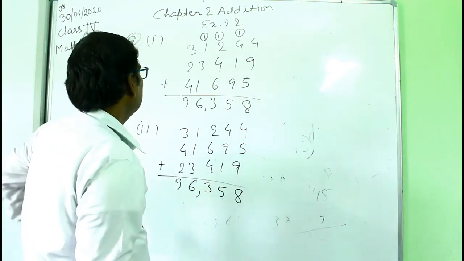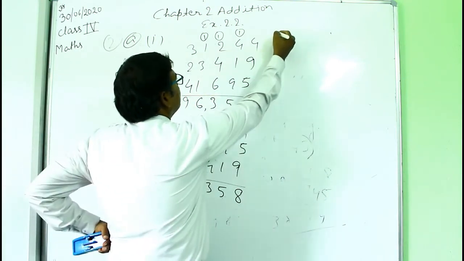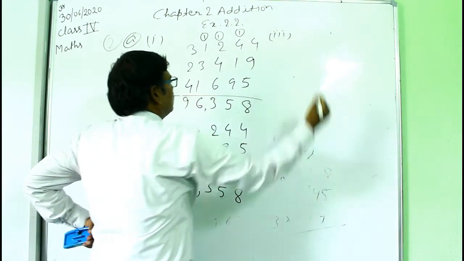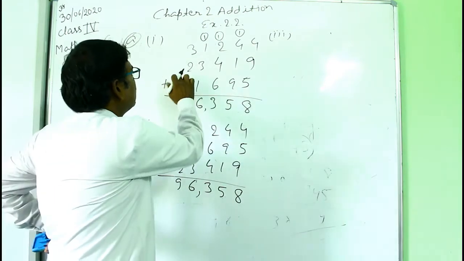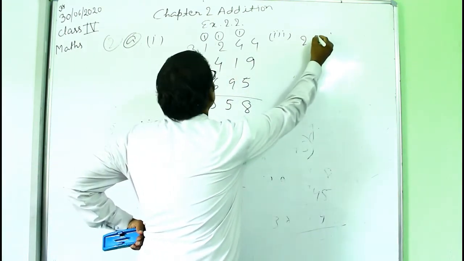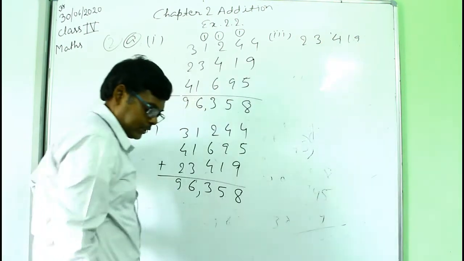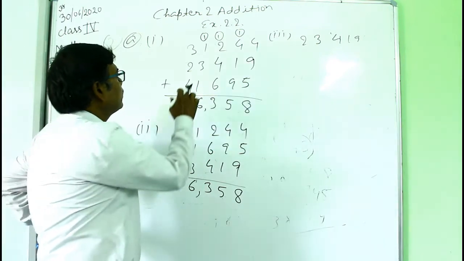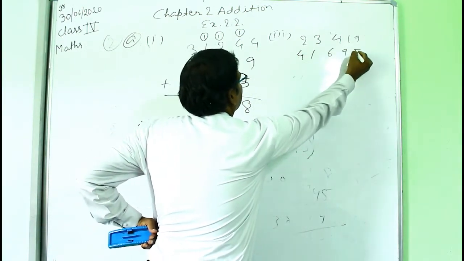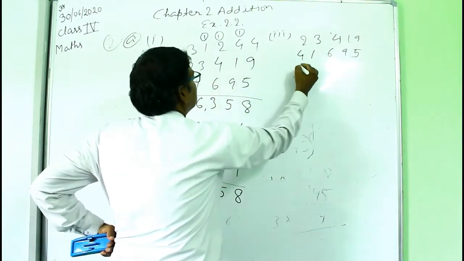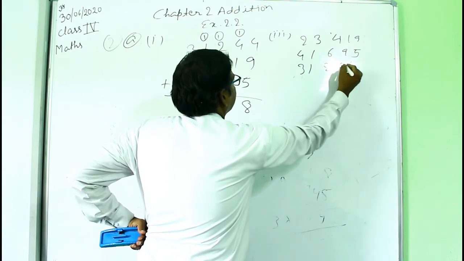Again we have 2 more arrangements. Now here the first number is 23,419, and the next number is 41,695. The third number is 31,244. That is the arrangement here.